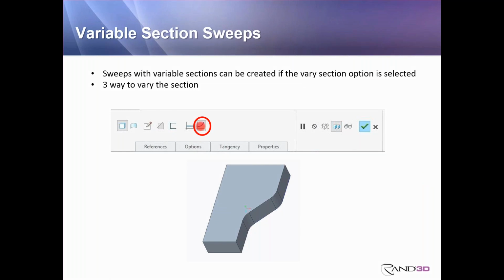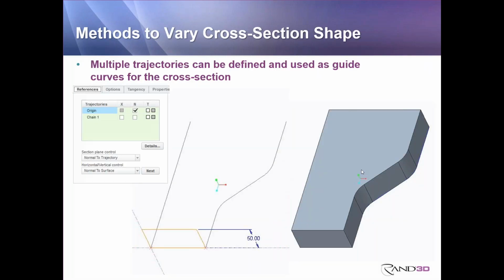Now there's a couple different ways that you can vary the shape. There's kind of 3 ways. We're going to look at all 3. This button could potentially turn itself on automatically if you've got more than one trajectory, but you may have to manually turn it on if you don't. Now, one way to vary the shape as you sweep along is to have more than one trajectory. So you can see here in this example, they've got 2. They've got this straight line over here on the left as their first trajectory, so that's the origin. And then they've got this second trajectory over here on the right as chain number 1.